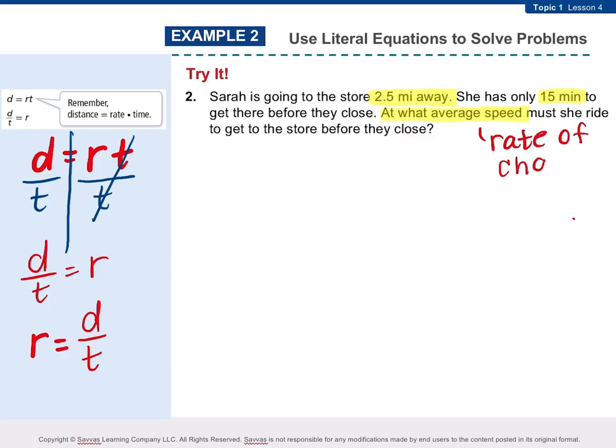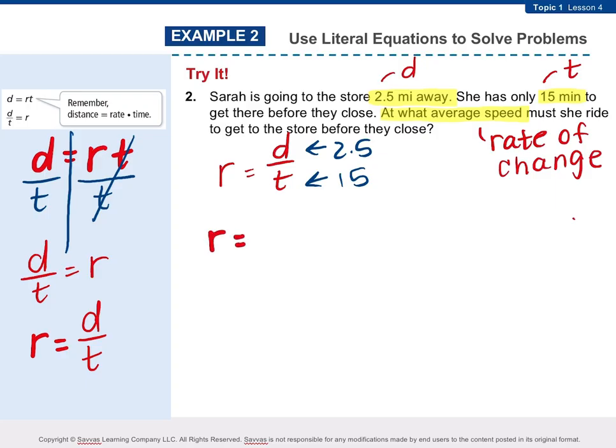At what rate is she changing her distance, right? So I have my distance is 2.5 miles, and 15 is my time. So when I have my equation, r equals d over t, I'm just going to replace the letters d and t with my numbers that they represent, right? So I'm going to plug in 2.5 for d, and I'm going to plug in 15 for t. And let's see what I get.